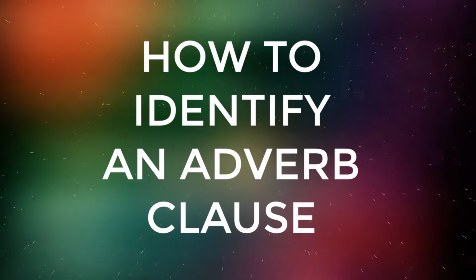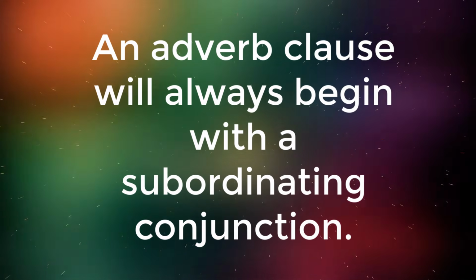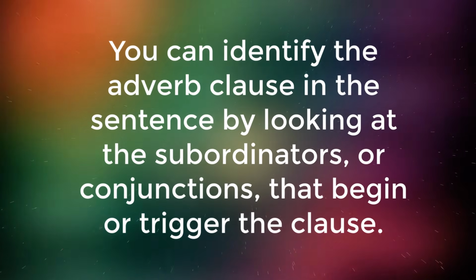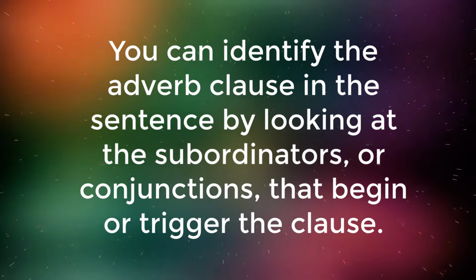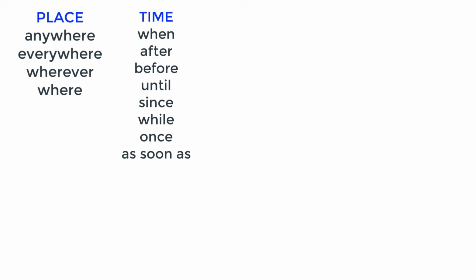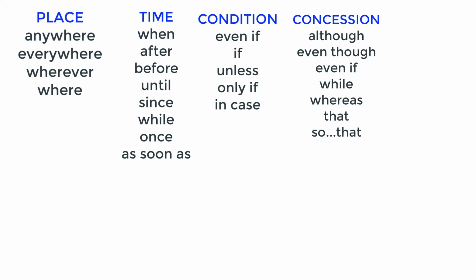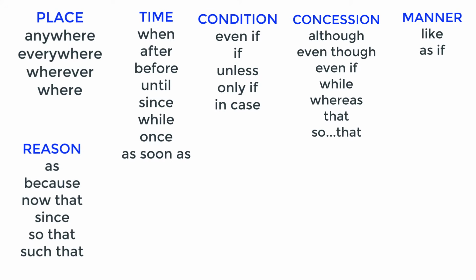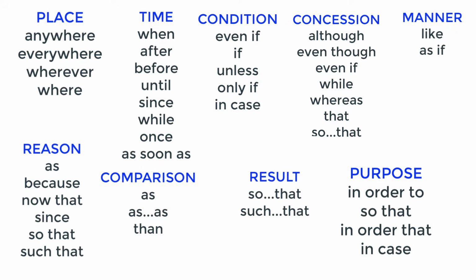How to identify an adverb clause? Adverb clauses will always begin with a subordinating conjunction. Therefore, you can identify the adverb clause in the sentence by looking at the subordinators or conjunctions that begin or trigger the clause. Subordinating conjunctions of place, time, condition, concession, manner, reason, comparison, result, and purpose.